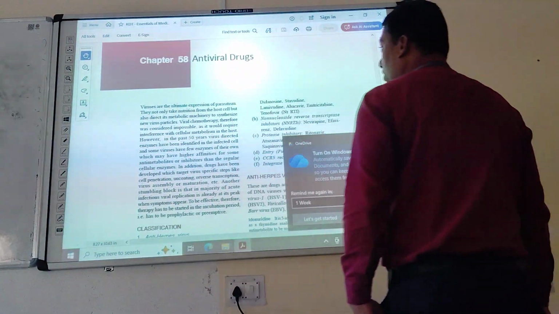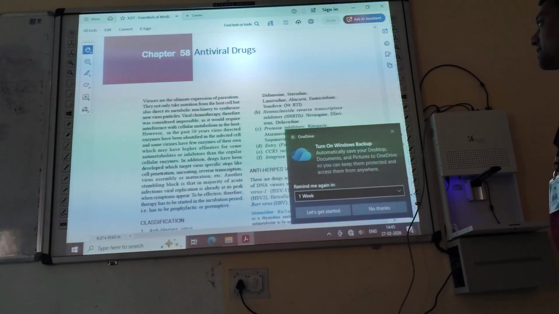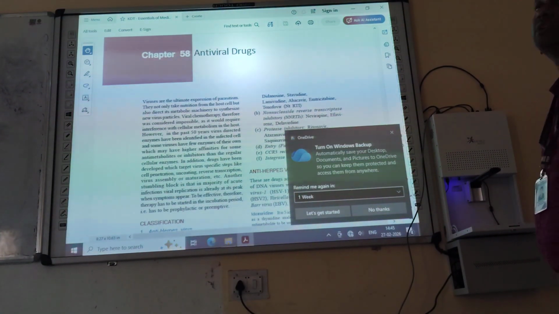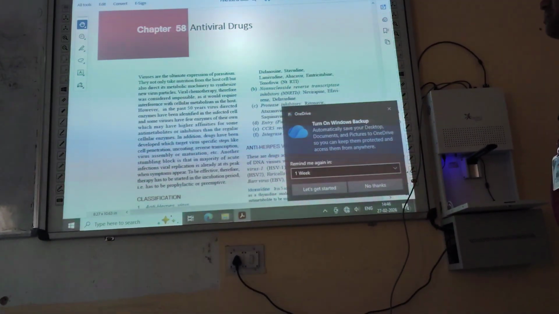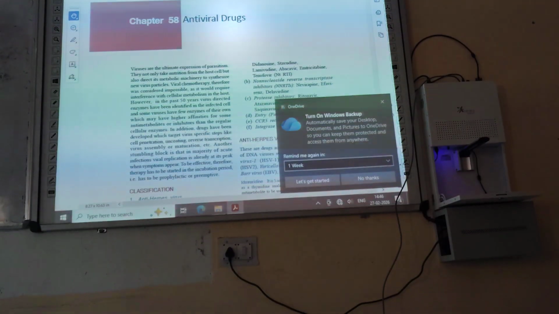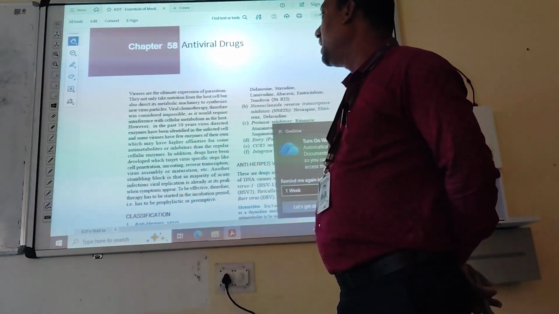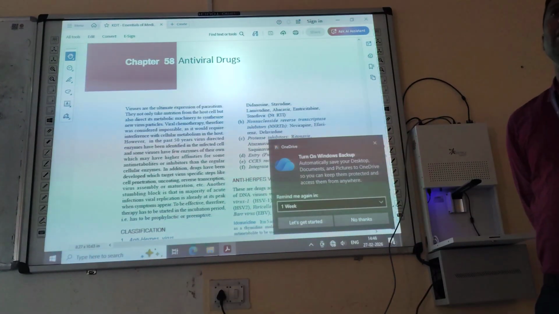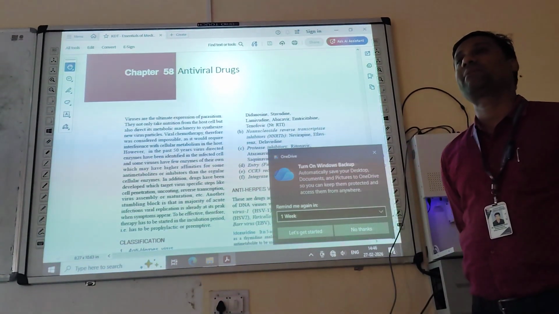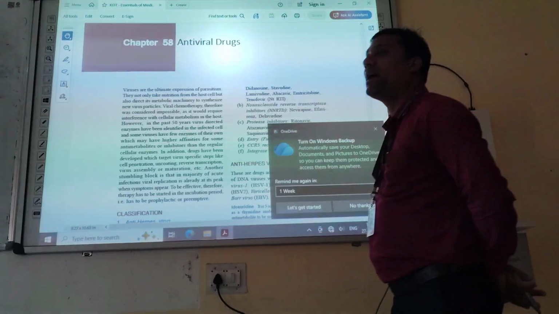Viruses are the ultimate expression of parasitism. They do not only take the nutrition from the host cell, but also direct its metabolic machinery to synthesize new virus particles. Inside the host cell, it will completely change the metabolic machinery and synthesize the new virus particles.